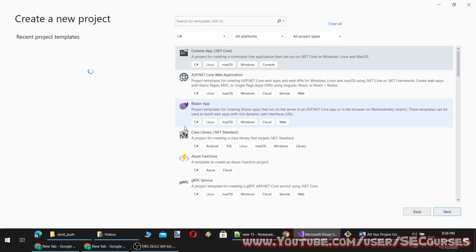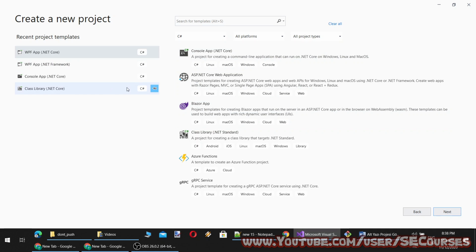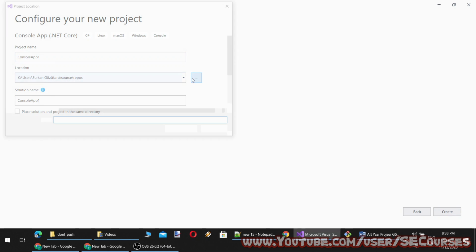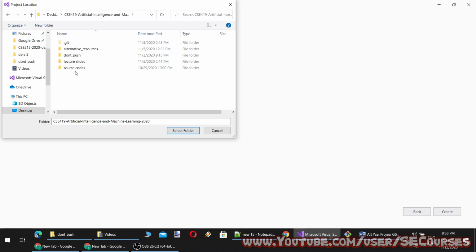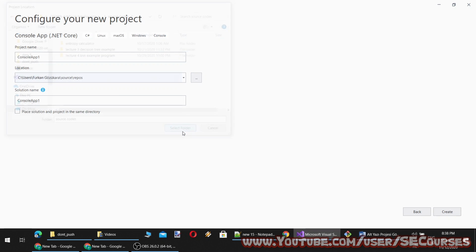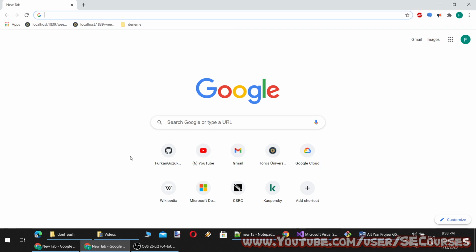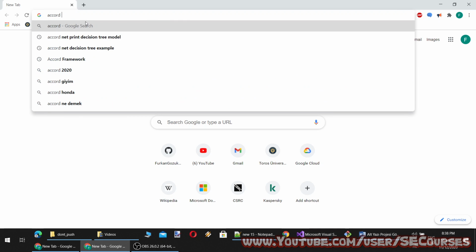To do that, I will compose a console .NET Core application and I will use the Accord.NET framework to make a Perceptron classification. So let's choose our folder here. Okay, let's name our project as lecture 6 Perceptron example. Okay, so Accord framework provides a library for us to do machine learning tasks.